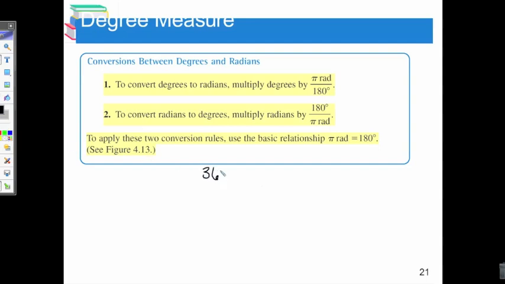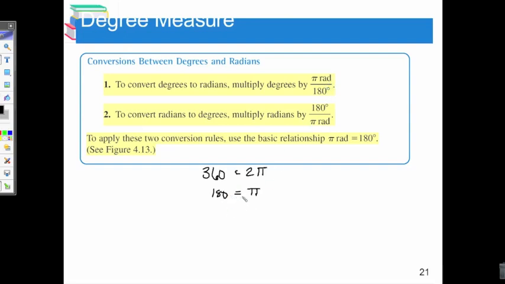For example, we just said that 360 degrees was equal to 2 pi radians. So by the same logic, if I don't want 2 pi and I just want to say that pi is equal to something, it would basically be half of 360, which is 180. And that's where these conversions come from.